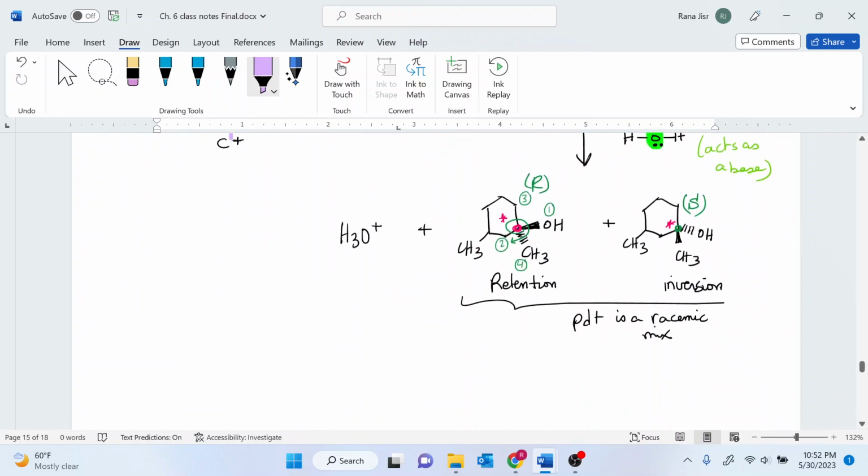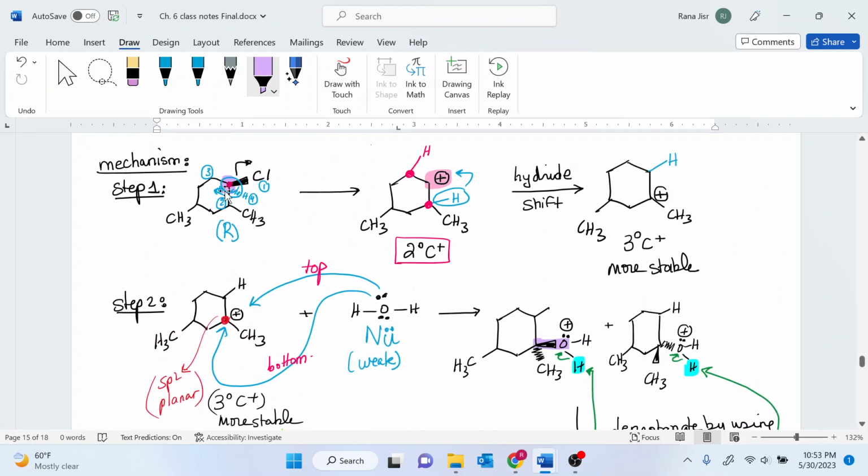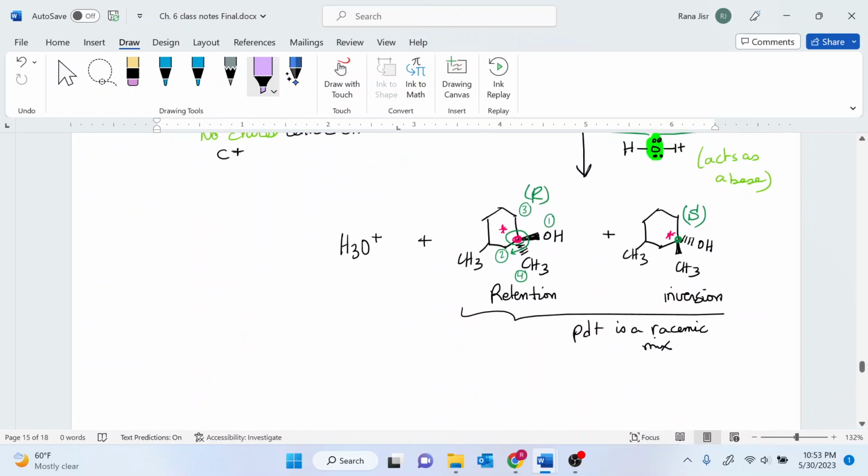In my product, I'm going to end up getting two products. One of them is going to be R configuration for the chiral center. We are going to call this retention, meaning that the configuration stayed the same. And the second one is going to be inversion in configuration. This means that the configuration is inverted from the original chiral center. You started with a chiral center that is R, you ended up with a chiral center that is an S, and another chiral center that kept its configuration to be an R. So you get inversion and retention in configuration.